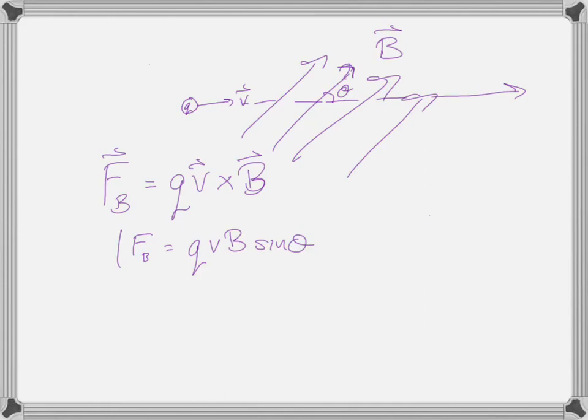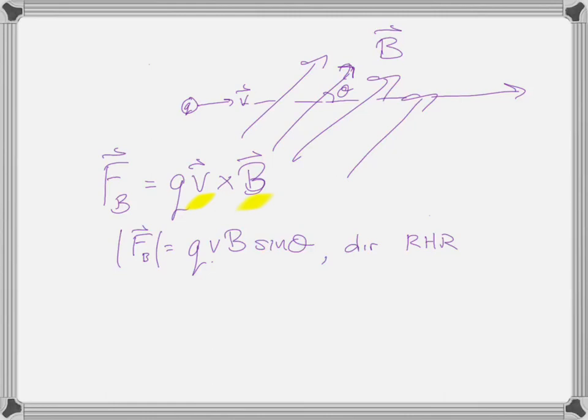In other words, the magnitude of the vector F_B is QVB sine theta, and the direction is given by the right-hand rule. The right-hand rule is where you put your fingers in the direction of the first vector, the velocity, and you rotate them towards the second vector, B, and your thumb points towards the direction of the force.